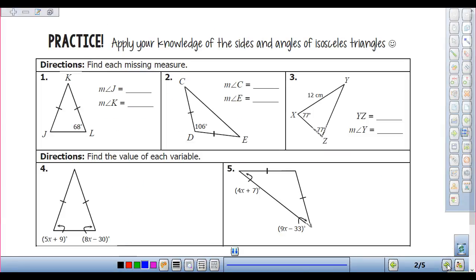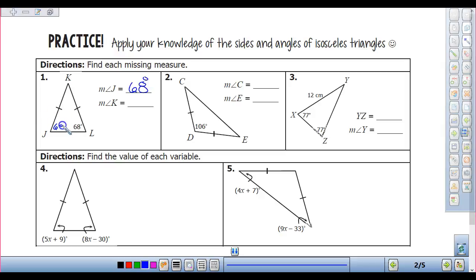Okay, so if I have JKL, my two congruent sides are here, right? What two angles are congruent? J and L, those are my base angles. So if L is 68, what's J? 68. Get out your calculators if you can't do 180 minus in your head.